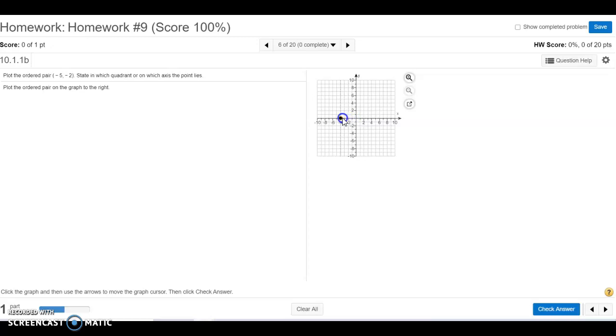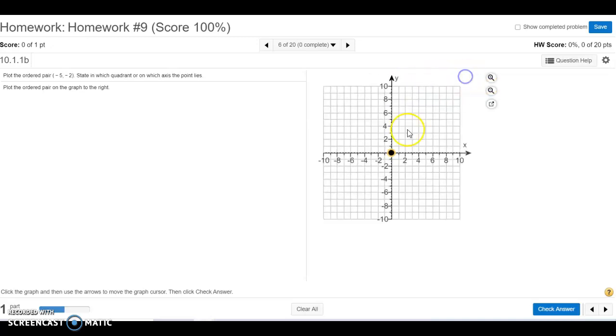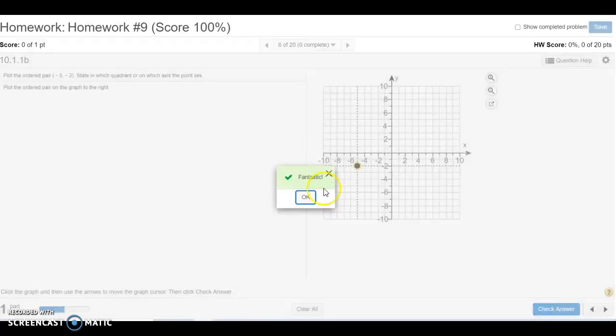If you think the scale is too small to see, you can click on the magnifying glass here and make it larger a couple times, 3 times. Okay, so -5 and -2. There's the point. And I'll check my answer.